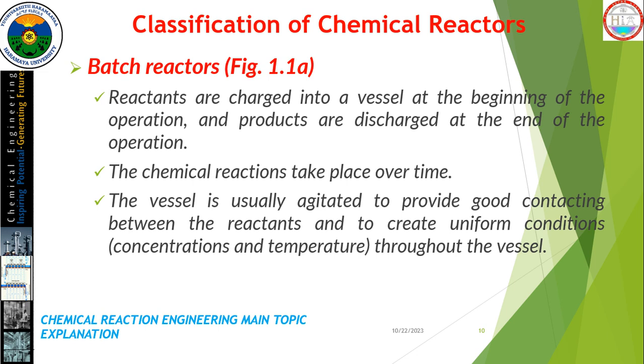So let us see one by one. Batch reactors. Batch reactors are the types of reactors which are classified based on the mode of operation. In batch reactors, the reactants are charged into a vessel at the beginning of the operation and the products are discharged at the end of the operation. So in such reactors, there is the charging of the reactants and the discharging of the products from the reactors.